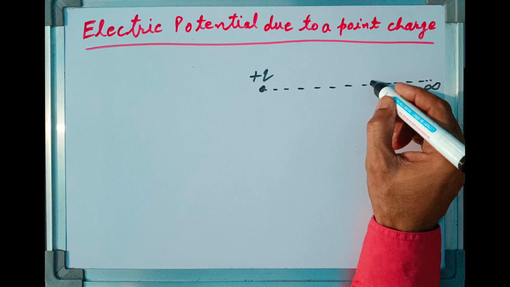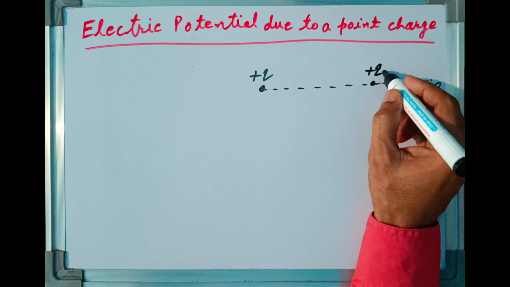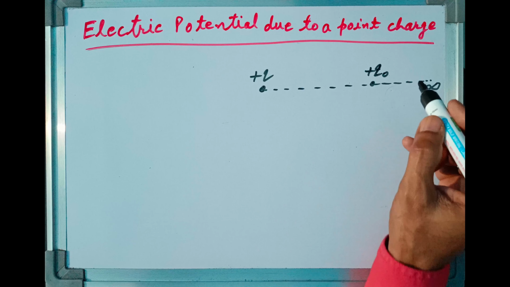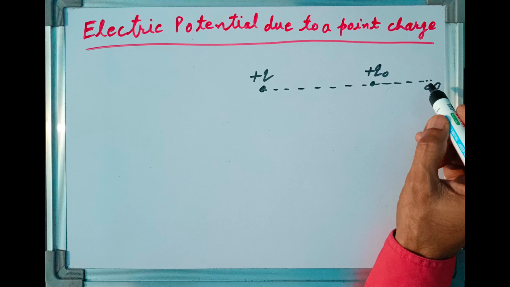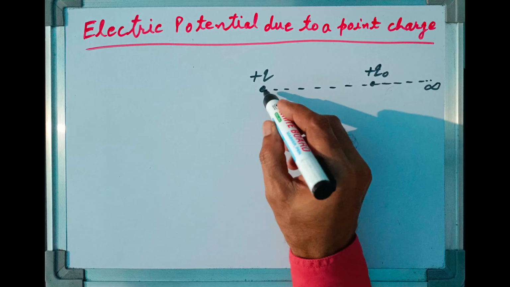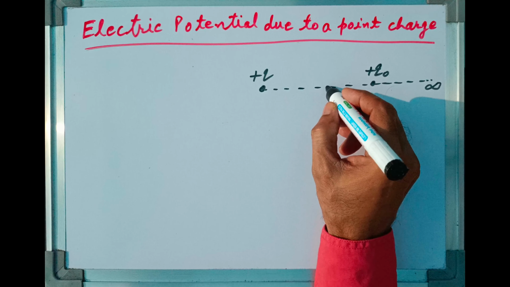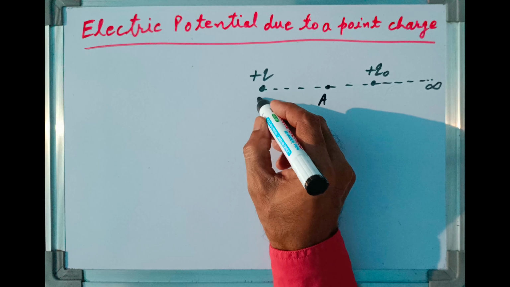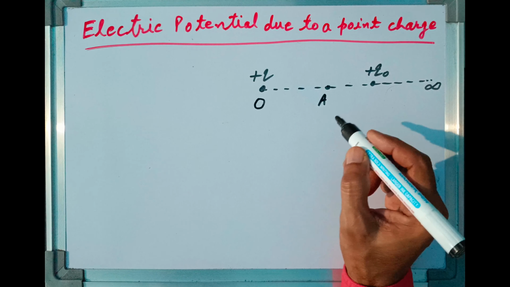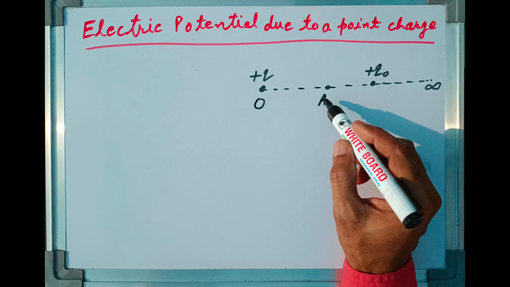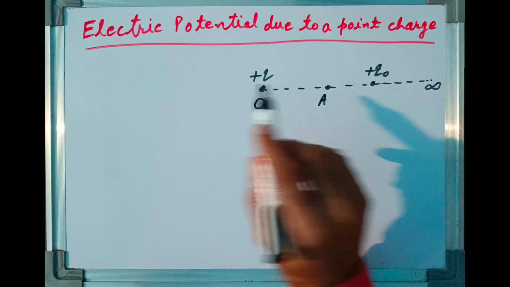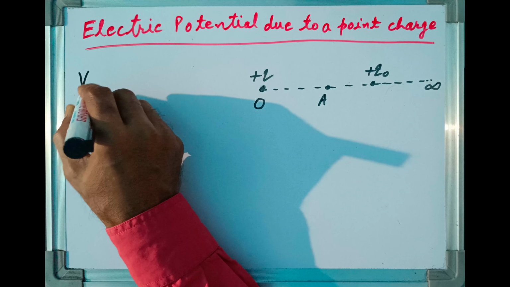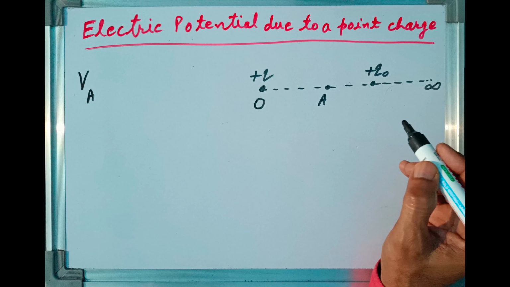Suppose I have a point test charge plus Q naught, which is always taken as positive. Suppose I move it from infinity towards this source charge, and this is any point A. Let us suppose O is the point of location of the source charge, A is the point of observation where electric potential is to be calculated. Means we are to find electric potential at point A.